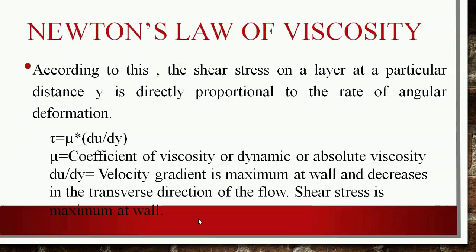Suppose the fluid is flowing. In that condition, the shear stress is maximum at the wall and zero at the center. It means at the axis the shear stress is zero and at the wall the shear stress is maximum. This mu is nothing but the coefficient of viscosity, or dynamic or absolute viscosity. Viscosity is an important property of a fluid. Viscosity means the viscous nature of a fluid.